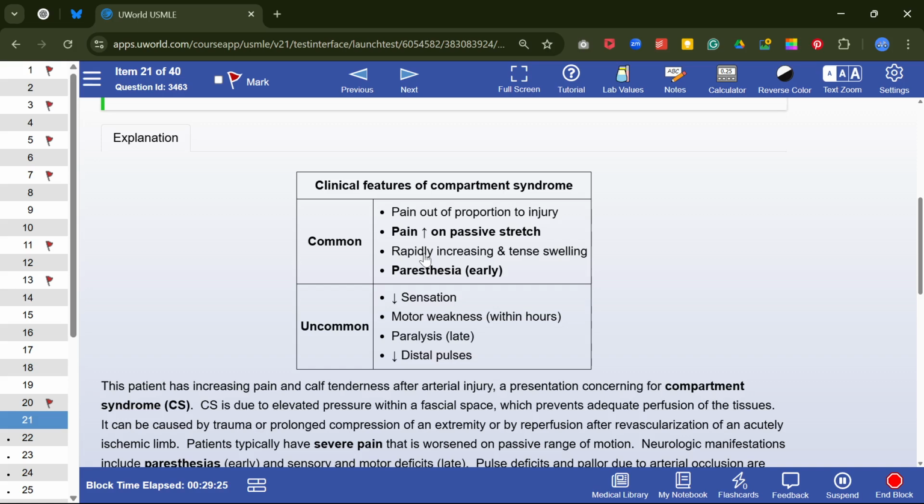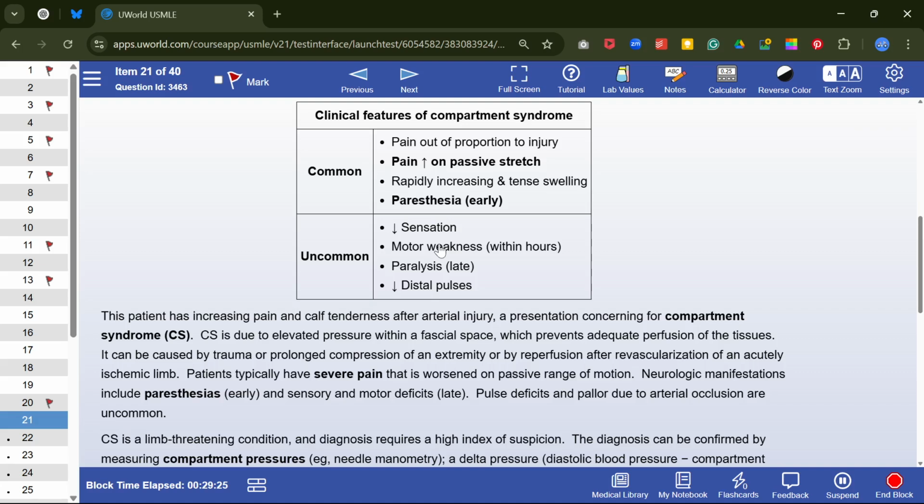This patient has increasing pain and calf tenderness after arterial injury, a presentation concerning for compartment syndrome. Compartment syndrome is due to elevated pressure within the fascial space, which prevents adequate perfusion of the tissues. It can be caused by trauma or prolonged compression of an extremity or by reperfusion after revascularization of an acutely ischemic limb.